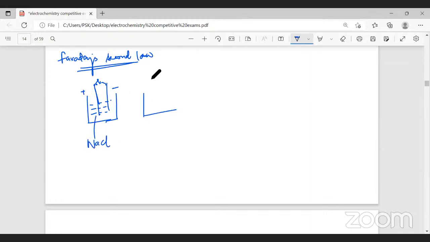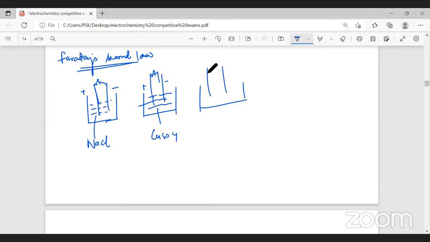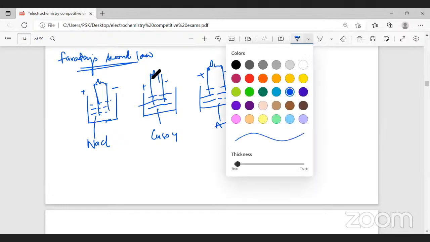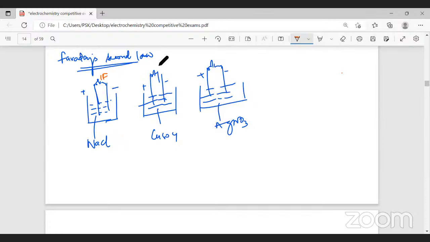I have here again a different cell setup. Here it is copper sulfate, with anode and cathode. The third one I'm using has anode and cathode, and the electrolyte here is silver nitrate. Now, we are passing 1 Faraday of current into the different electrochemical cells. The common thing here is 1 Faraday: different electrolytes, but the amount of current passed is the same. Na+ will get deposited at the cathode here as sodium metal.